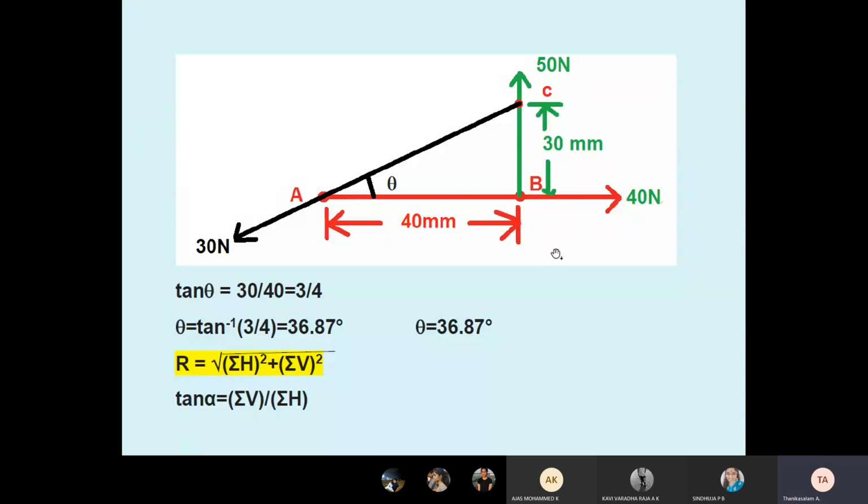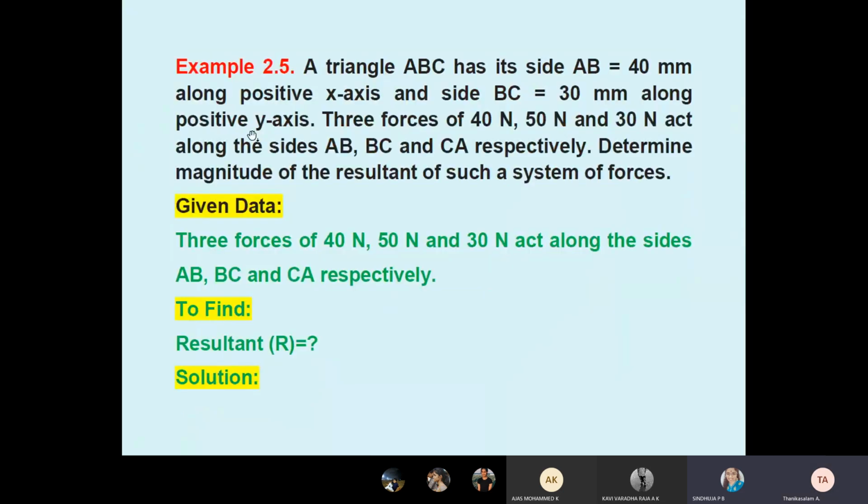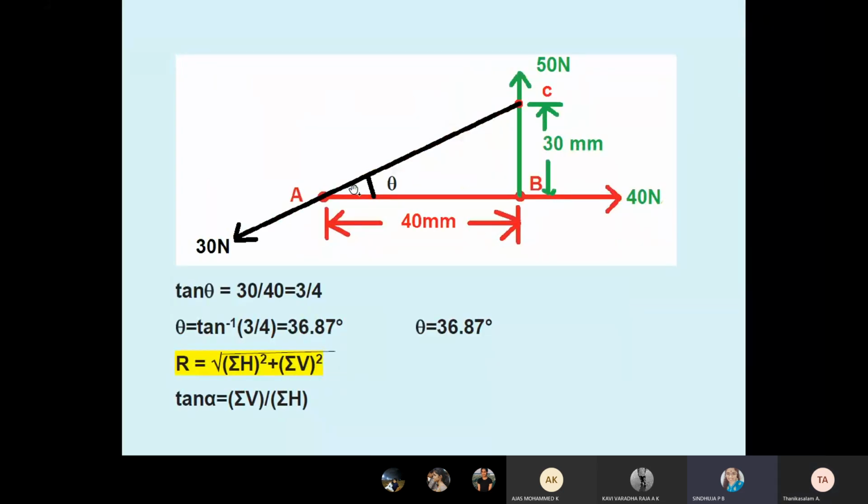Okay, Sindhuja, you can explain. Okay, sir. AB is 40 Newton and it is on the positive x-axis. Then, as it is given as a triangle in the question, we have to draw BC in the straight position, and it is on the positive y-axis. And then CA is 30 Newton. As we should complete the triangle shape, we have drawn it on that side, sir. Closing side, yeah. Exactly.